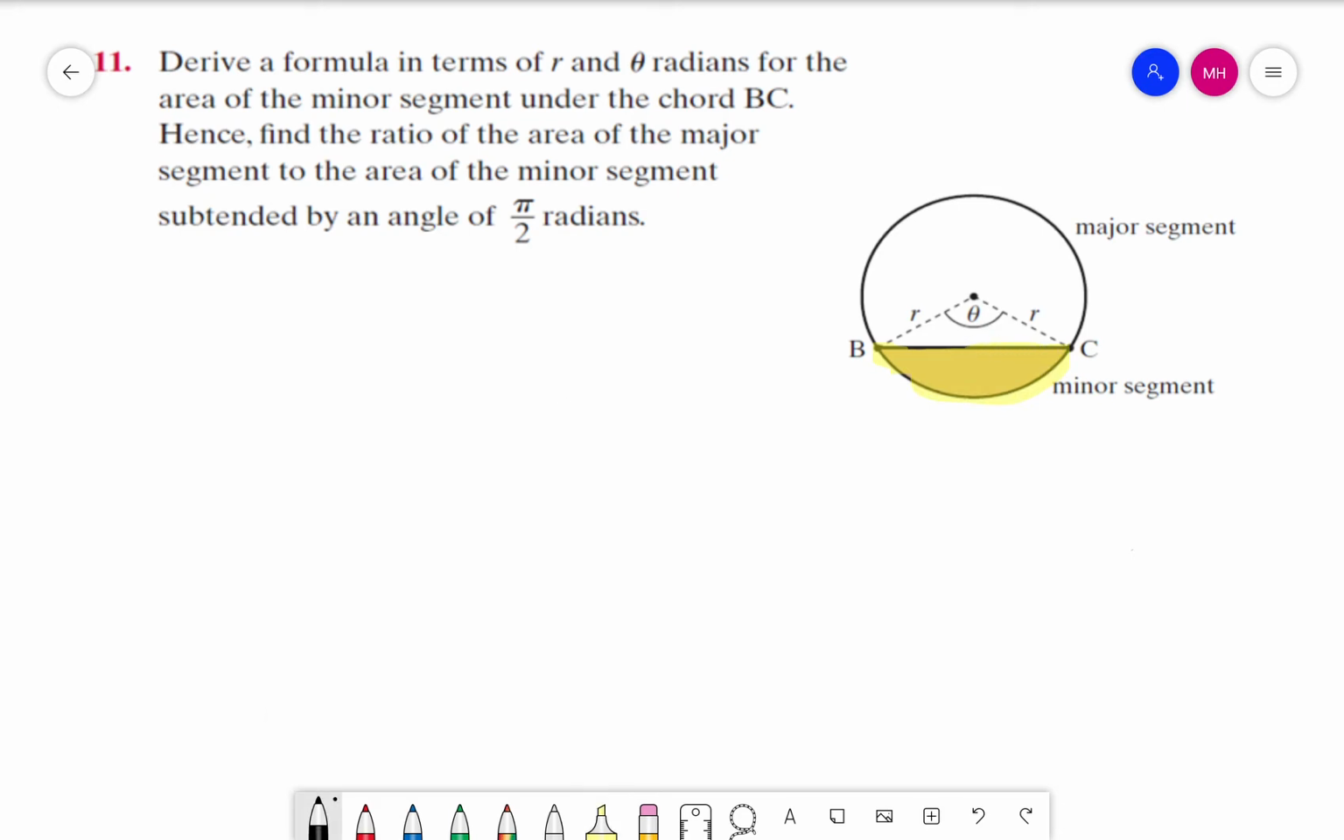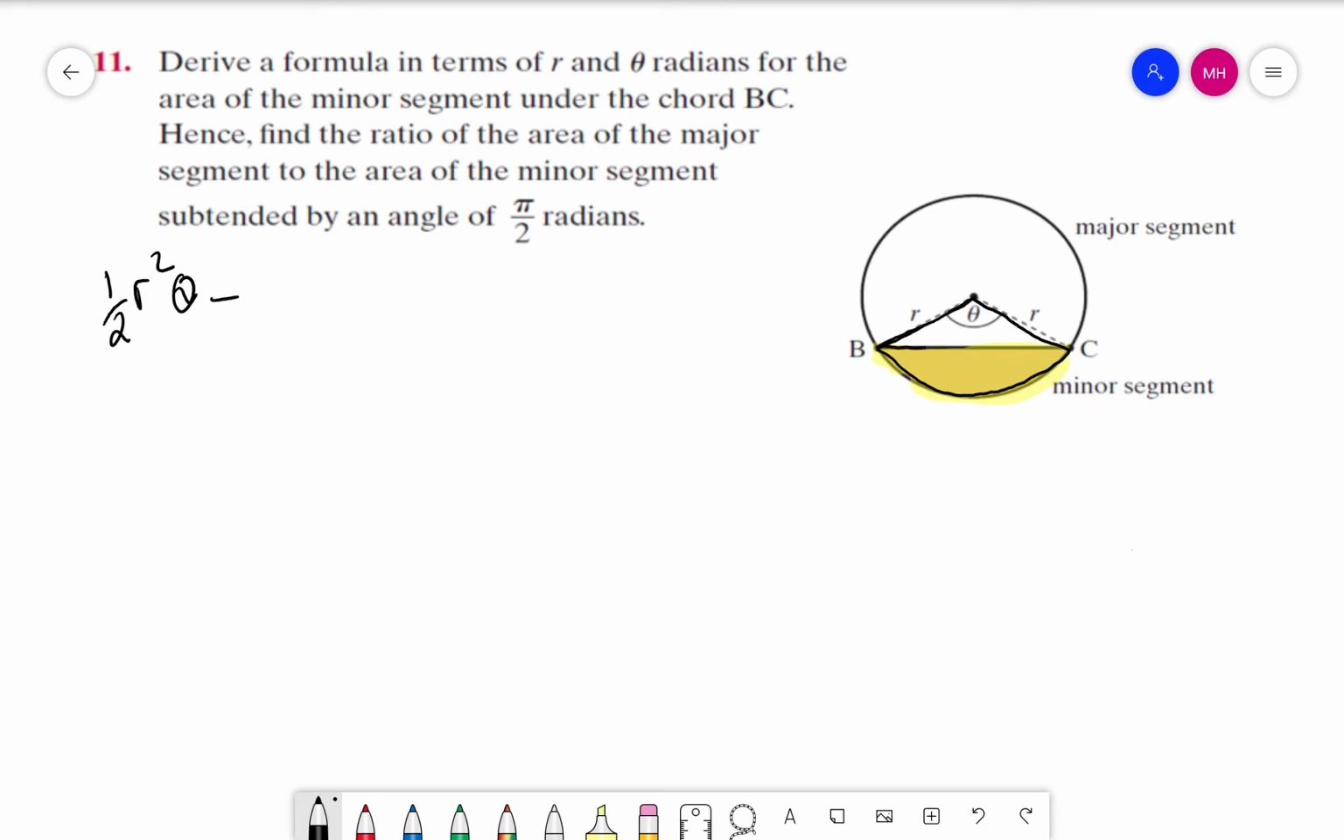so you need to know how to find the area of a sector of a circle using radians. So the formula for that is a half r squared by your angle, which in this case is theta. That will give us the area of the full sector. After we do that, we have to take away the area of our little triangle.